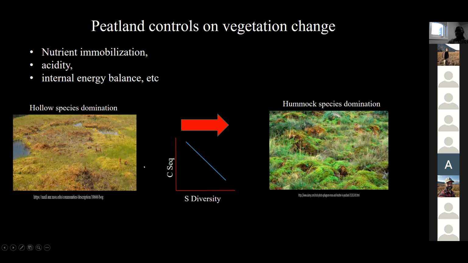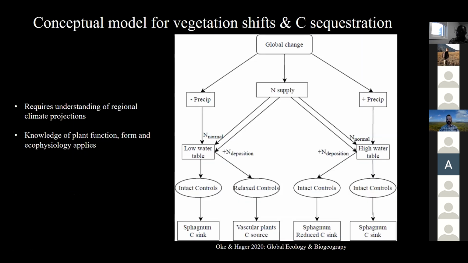So in essence, as we go from hollow species domination to more humic species domination, we have this inverse relationship between carbon sequestration and sphagnum diversity. That is, as peat accumulation increases, we have a decline in sphagnum diversity. But in what way might this system shift as a result of global change? We came up with a conceptual model for potential shift in vegetation and carbon sequestration.